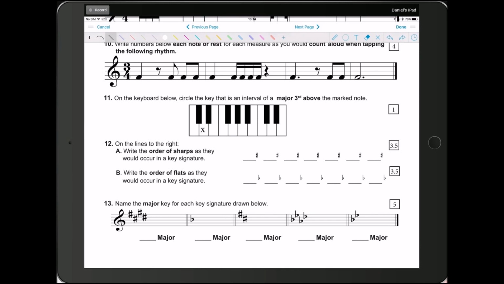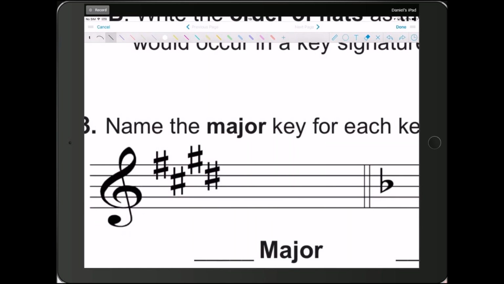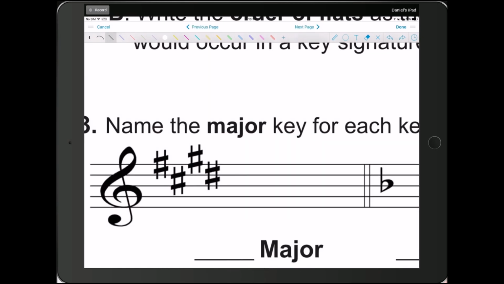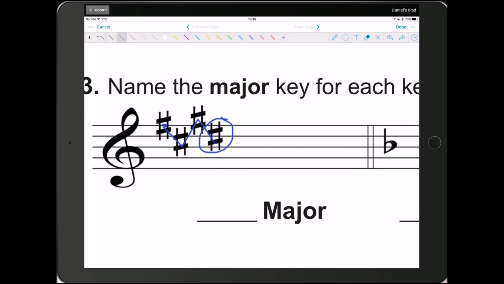All you have to do is know the order of sharps. Fat cats go down alleys eating bugs. And then figure out what the last sharp is in the key signature. So we have fat cats go down. This is D. Go up a half step, and you should land on E. So this is D sharp right here. Up a half step from D sharp is E. So that's the key of E major.